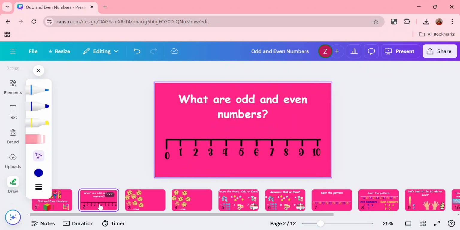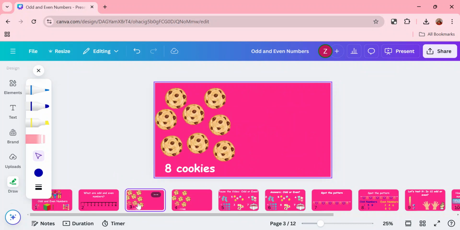numbers. By the end of the lesson, you are going to be able to explain what odd and even numbers are, and you are going to be able to identify odd and even numbers. So, we're going to be looking to begin with between numbers 0 and 10. So, let's start with 8 cookies. Now, I said to you, you would be able to explain what odd and even numbers are.